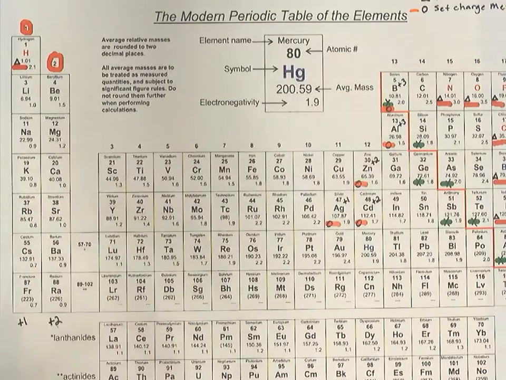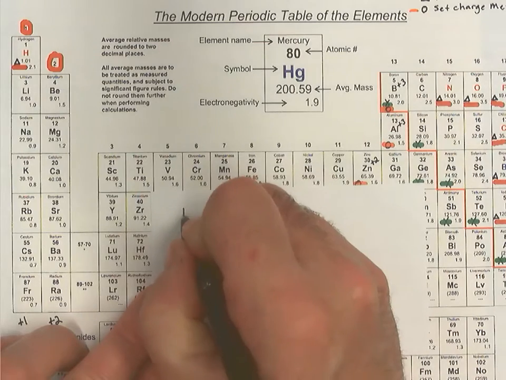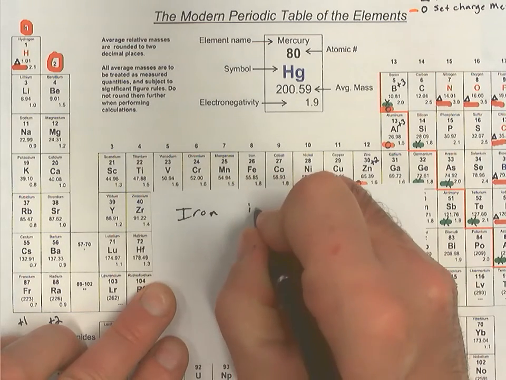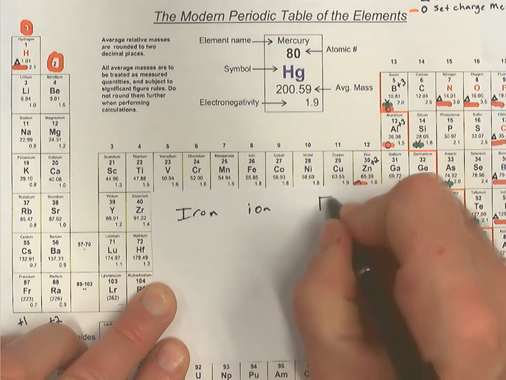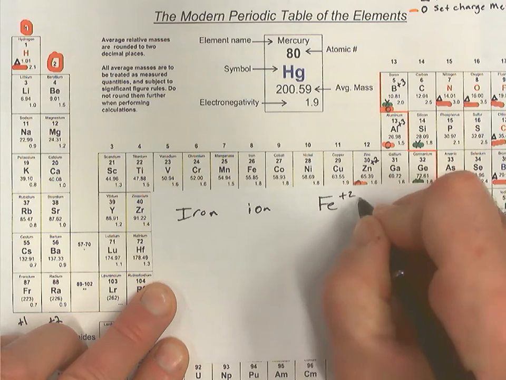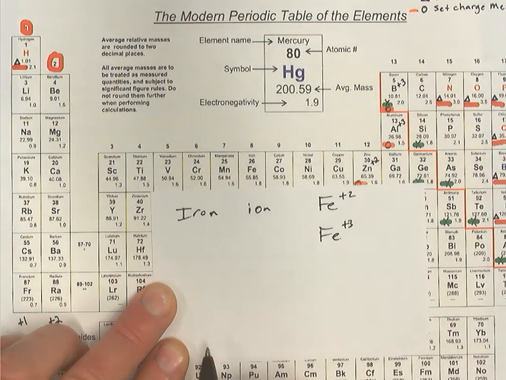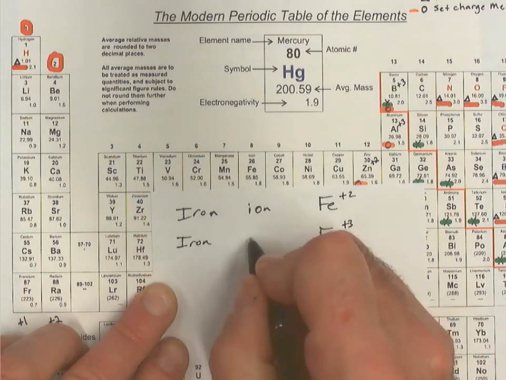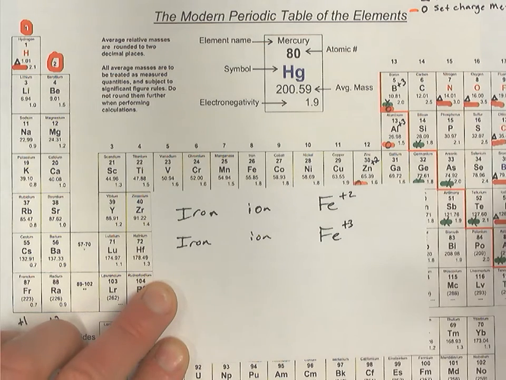And the way that that works is if we have something like iron, I can't just say the iron ion, because there's actually 2 versions of it. There's Fe +2, and there's Fe +3. So how do we know? We can't just say the iron ion for both of those, because we won't know which one we're dealing with.